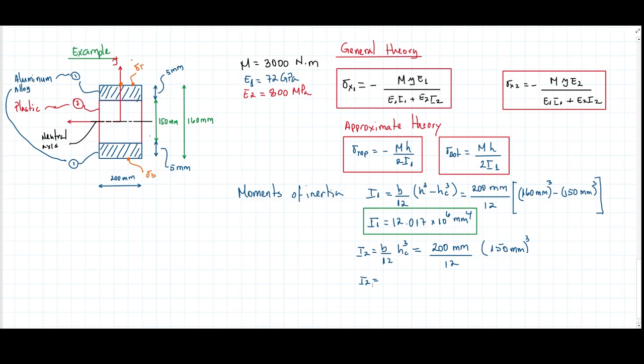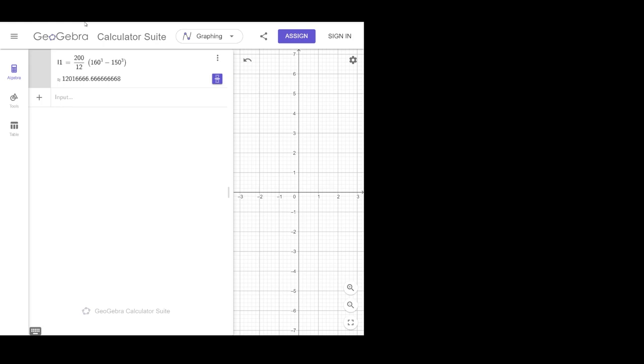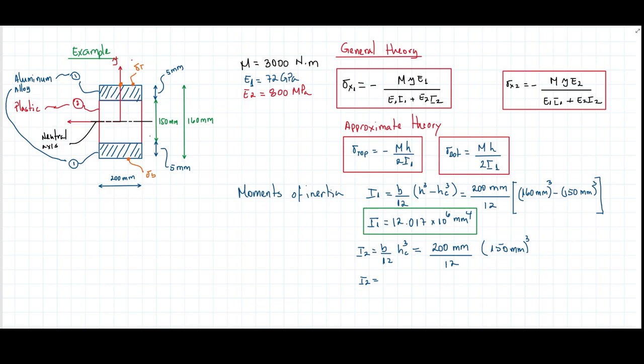let's calculate, let's go back to GeoGebra. I2 equal to 200 divided by 12 times 150 to the power of 3. When compared to this, it's very small. Okay. So this is going to be 5625 times 10 to the power of 6. Like this. All right.